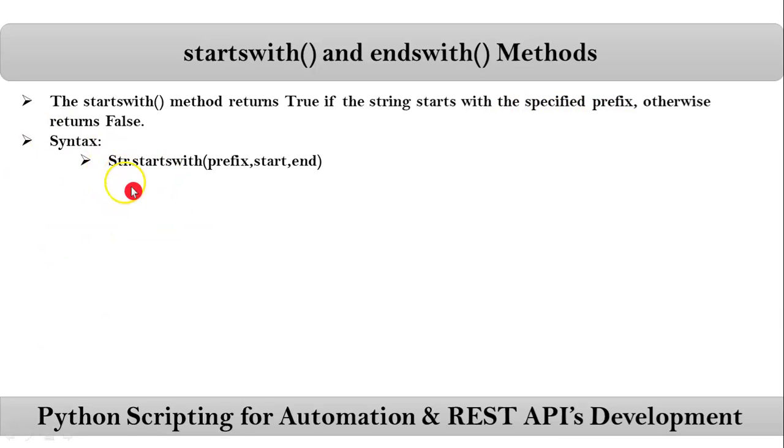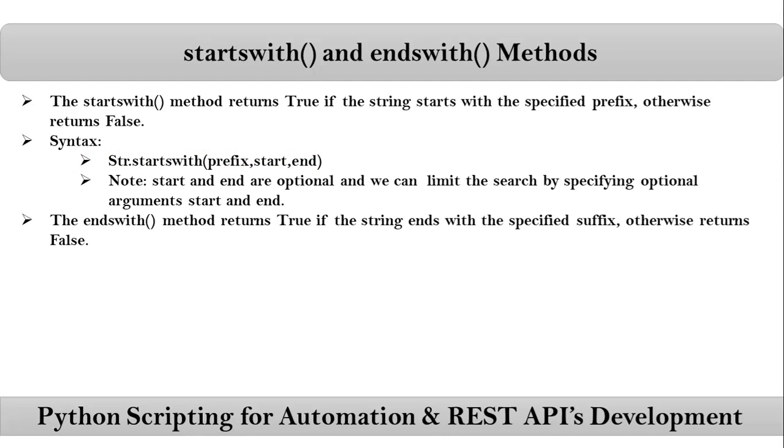See, this is the simple syntax: string.startswith(prefix, start, end). Here start and end are index values and they are optional. If our string starts with this prefix, then this method returns True, else it returns False. In the same way, the endswith method returns True if the string ends with the specified suffix. Otherwise, it returns False.